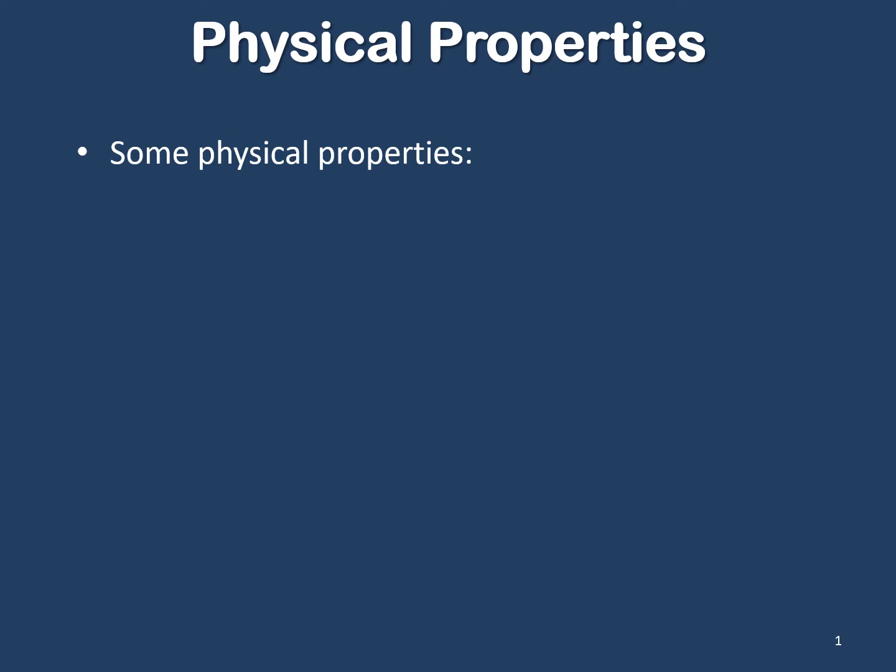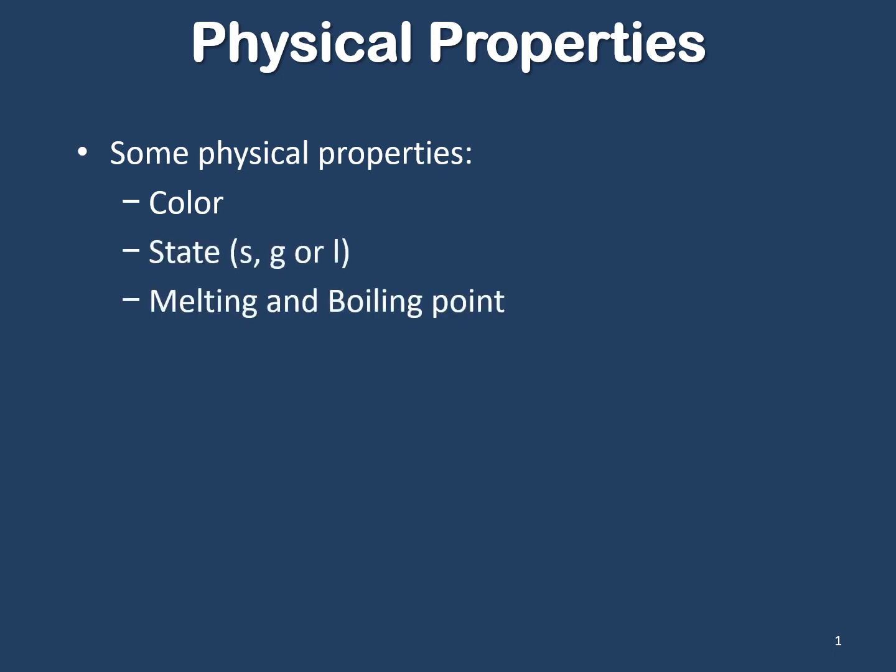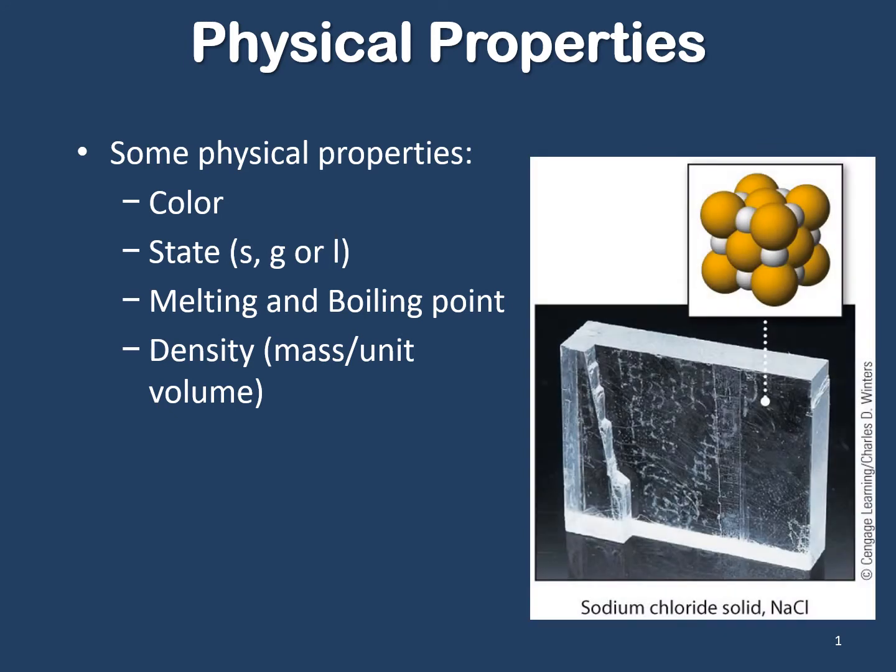Physical properties help to describe the substance, specifically the appearance or properties that are inherent within the substance without it having to change. For instance, its color, its physical state at a certain temperature, its melting point, its boiling point, its density. These are all physical properties.